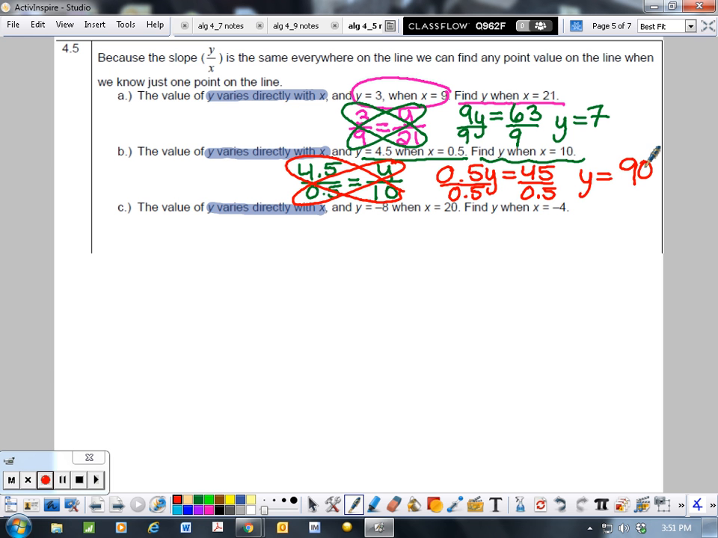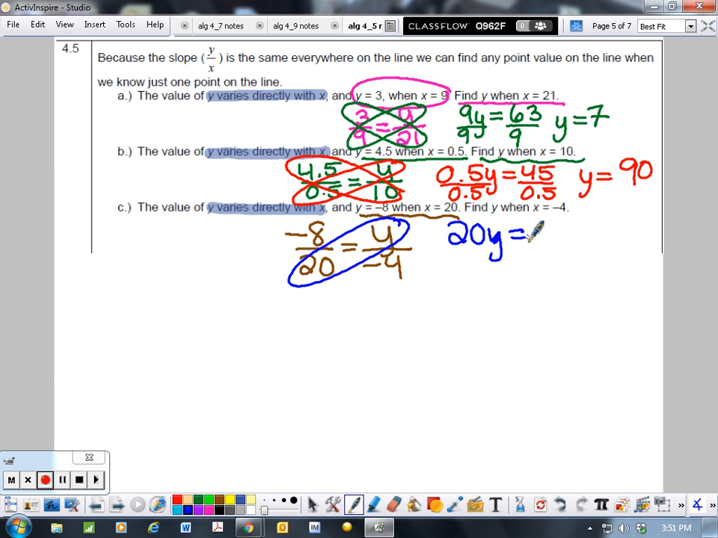Okay, so let's try one more. Y varies directly with x, so y is negative 8 when x is 20. So I got that from my first point. Now we want to find y when x is negative 4. So now I'm going to do the same thing we've been doing. We're going to cross multiply. So 20 times y equals negative 8 times negative 4, 32. I divide by 20 on both sides. Does not look like it's going to go evenly, and that's okay. It's just how that works sometimes.